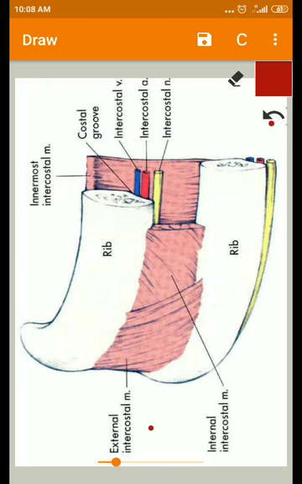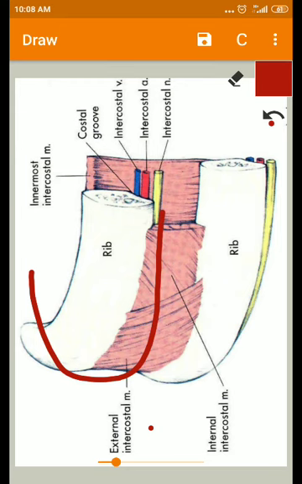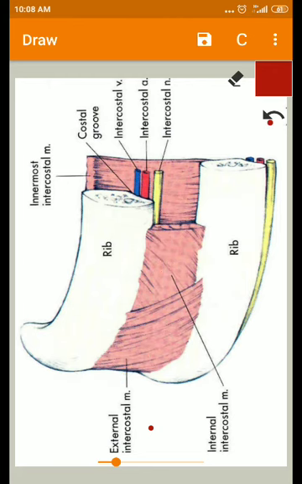Now that is the extension of the external intercostal muscle. In each intercostal space, it extends from the level of the tubercle behind to the level of the costal cartilage in front, where it is replaced by the anterior intercostal membrane. So that is the extent of the external intercostal muscle.